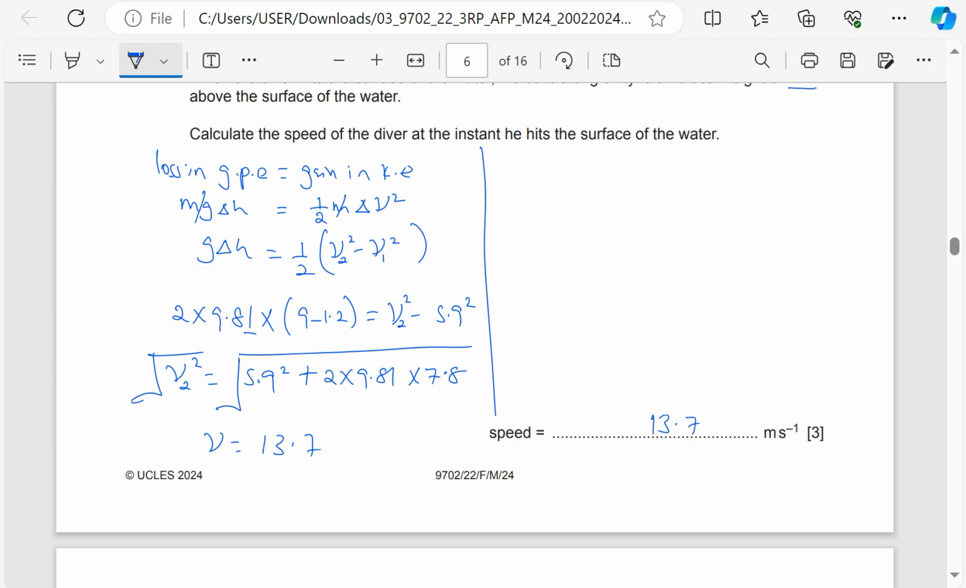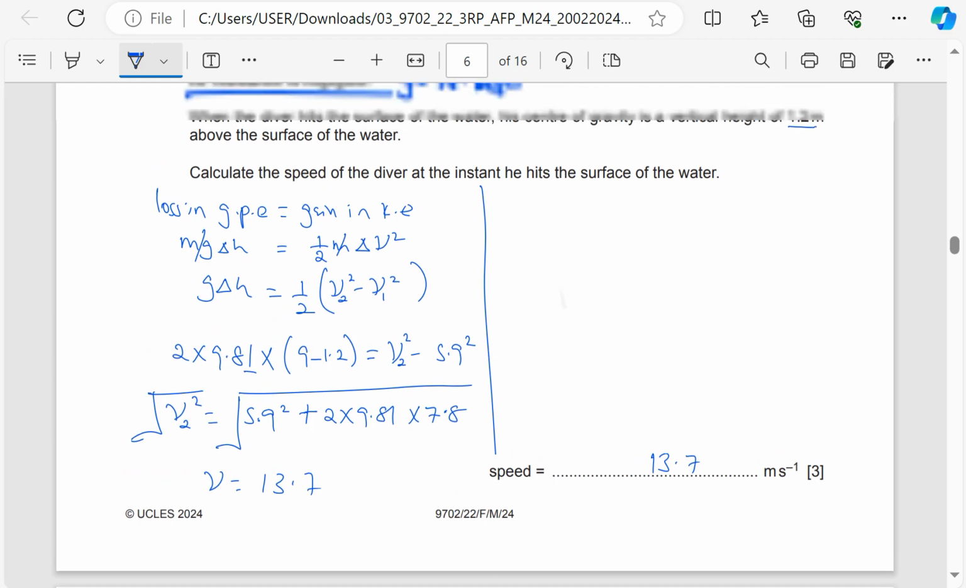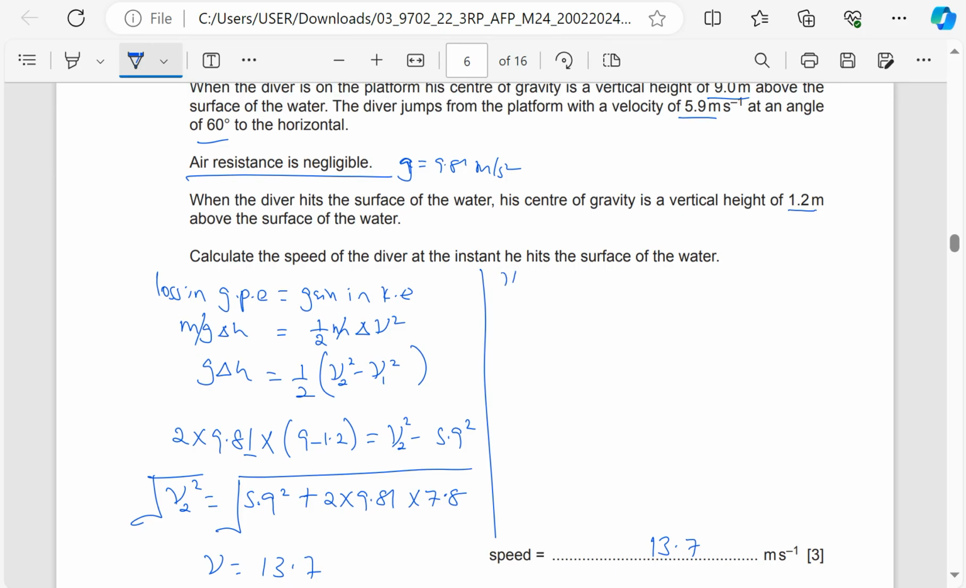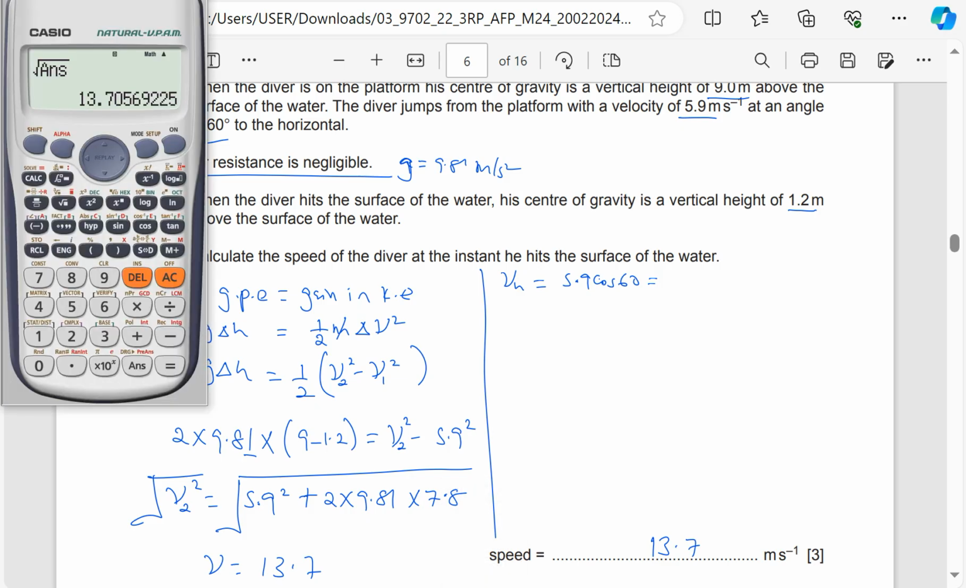Okay, I want to use a simpler method of resolving. If we consider the equations of motion, velocity in the horizontal does not change, it remains the same. So velocity in the horizontal is going to remain the same, which is 5.9 cos 60. That is the velocity in the horizontal. What is 5.9 cos 60?